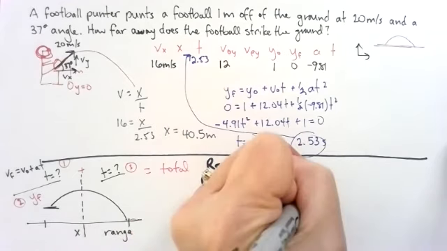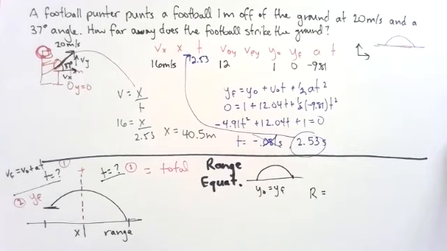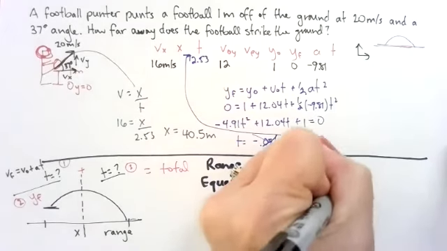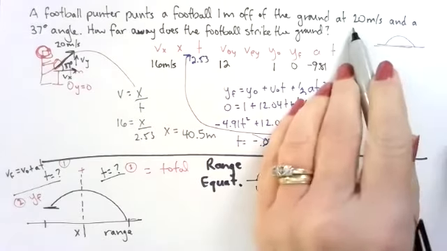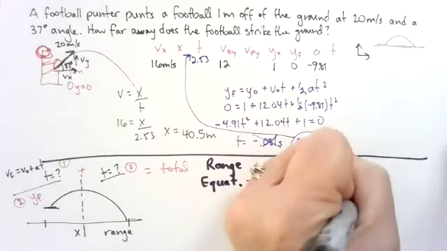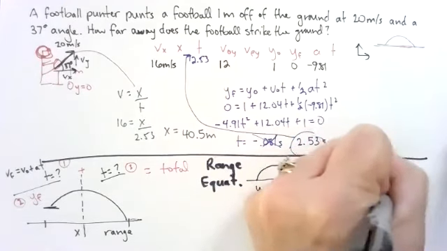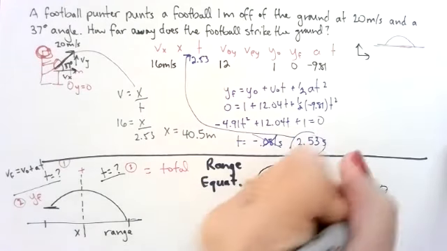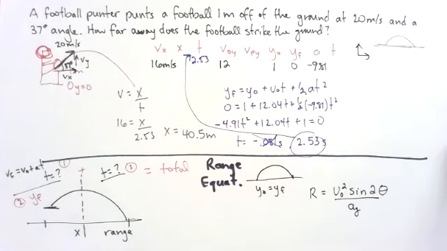And the equation is that the range of a projectile is equal to its initial velocity squared, and that's v0, that's not breaking it down, times the sine of 2 times the angle it's launched at, divided by acceleration due to gravity. So in this case, let's say he was punting off the ground. I would have taken 20 squared times the sine of 2 times 37 divided by 9.81, and that would give me the range.